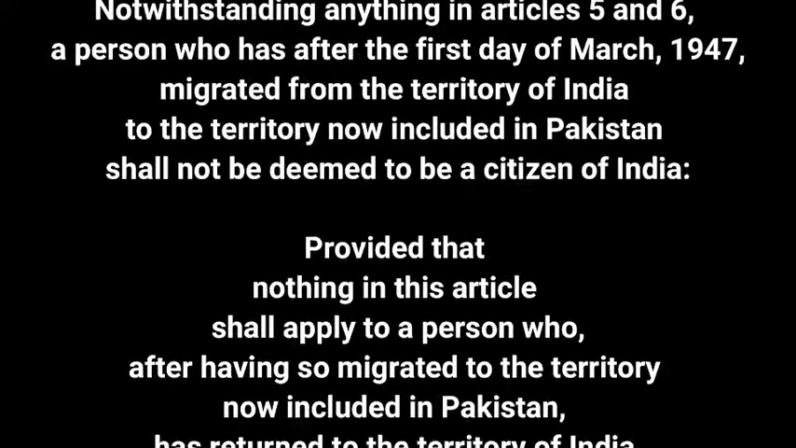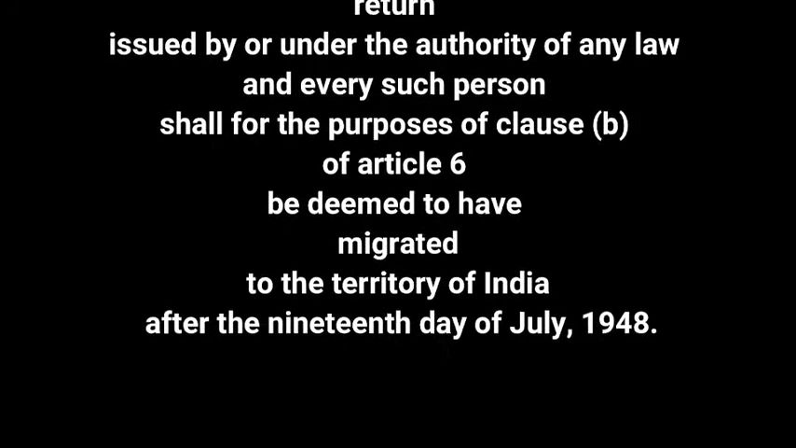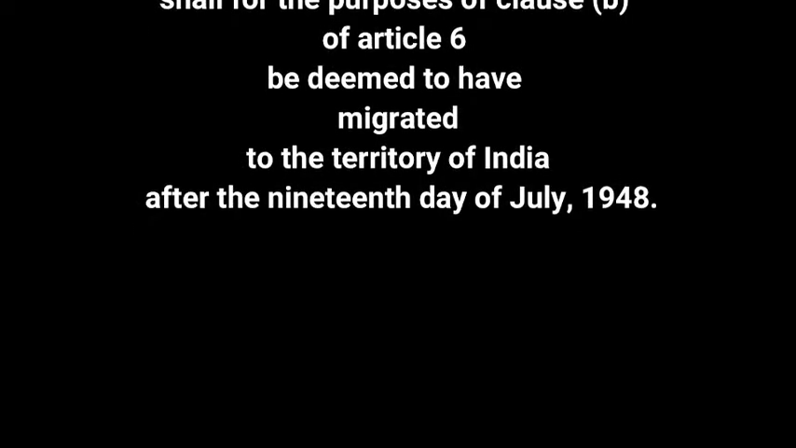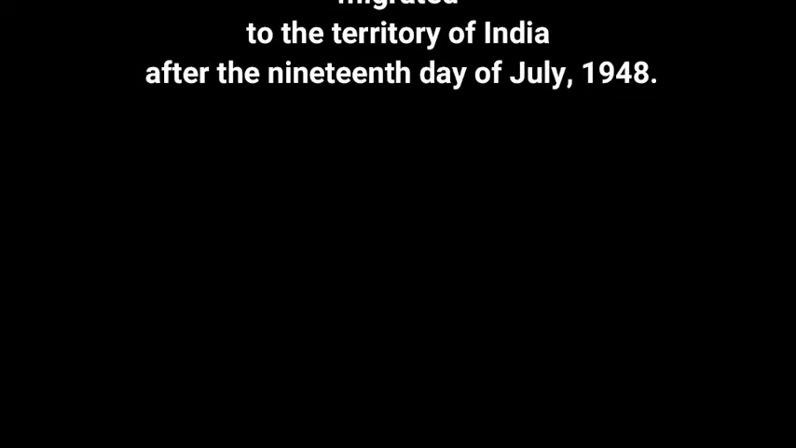India. Provided that nothing in this article shall apply to a person who, after having so migrated to the territory now included in Pakistan, has returned to the territory of India, under a permit for resettlement or permanent return, issued by or under the authority of any law, and every such person shall for the purposes of Clause B of Article 6, be deemed to have migrated to the territory of India after the 19th day of July, 1948.